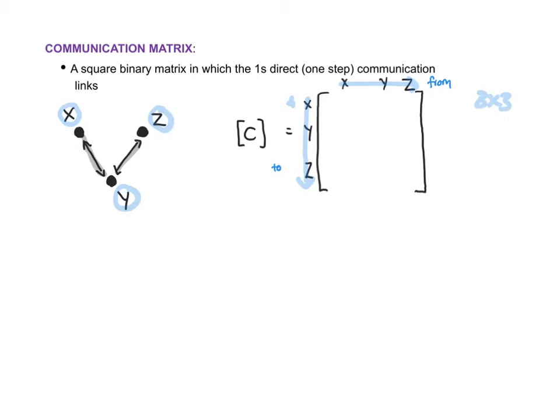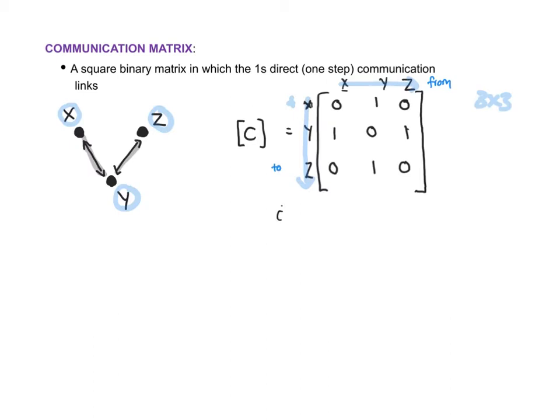From X to X, there's no step of communication, so we'll put 0. Between X and Y, from Y to X there is, so we'll put a 1. From Z to X there isn't, so I'll put a 0. Next, X to Y is a 1, Y to Y is a 0, and from Z to Y there's a 1. From X to Z is 0, Y to Z is 1, and Z to Z is 0.